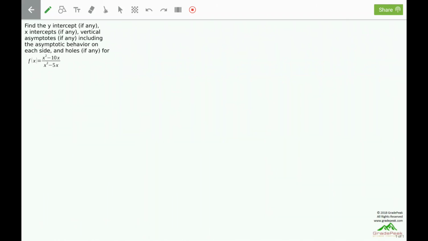Find the y-intercept, if any, x-intercepts, if any, vertical asymptotes, if any, including the asymptotic behavior on each side, and holes, if any, for f of x equals x squared minus 10x divided by x squared minus 5x.